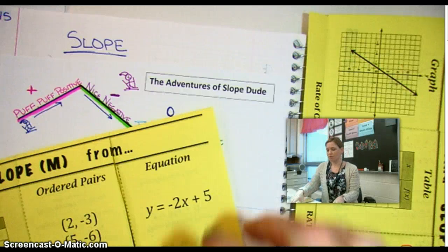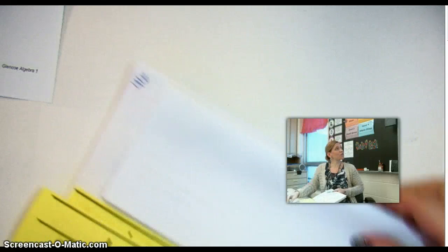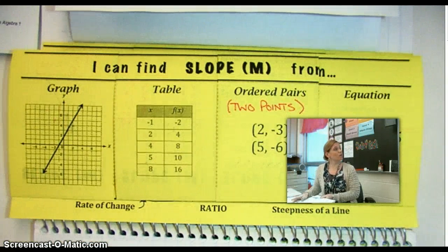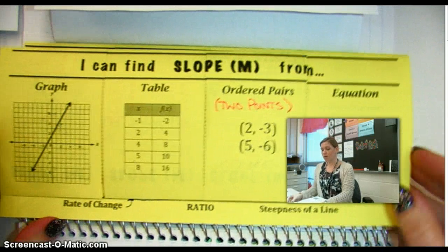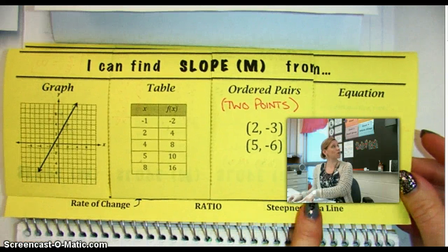Yay. All right, so we're going to review the different types of slope using our foldable. Page 46 of your interactive notebook, and the foldable is going to be glued right on the spine. So what we're going to cover today are the 4 different types of slope that we could be seeing.